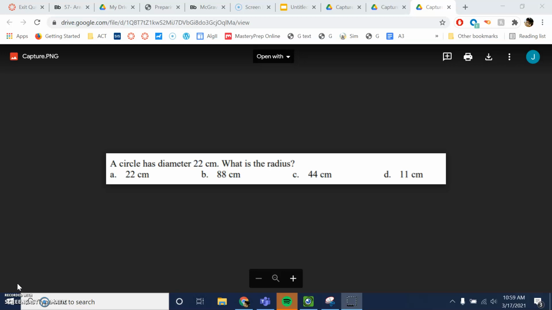All right, let's do it. We have a quiz tomorrow, so let's practice some of this. A circle has a diameter of 22 centimeters. What is the radius? Go.